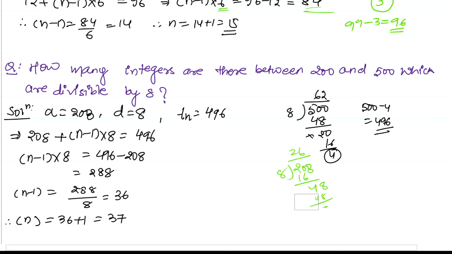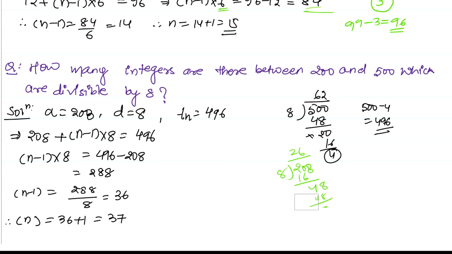Now what about the largest number? Obviously it can be 500, or it has to be less than 500, which is divisible by 8. Same concept, divide 500 by 8. What do I get? The remainder as? Remainder is 4. So I'm going to subtract 4 from 500 and that gives me 496. So what do you mean? That the largest number between 200 and 500 which is divisible by 8 is 496.